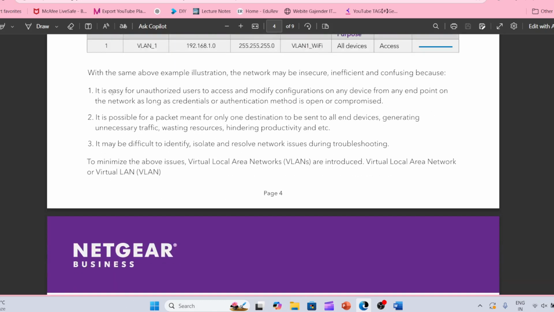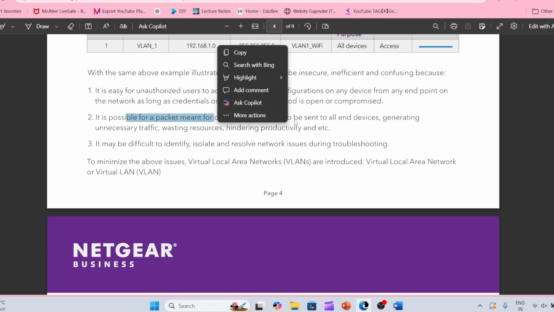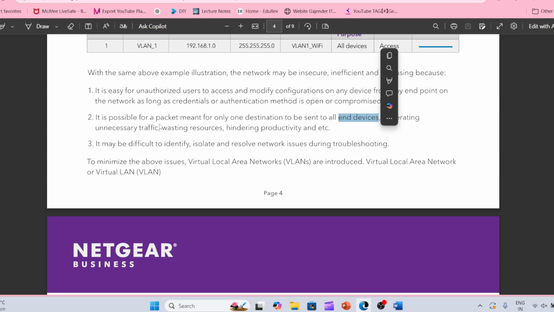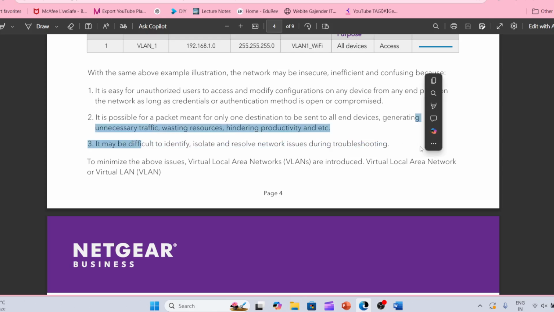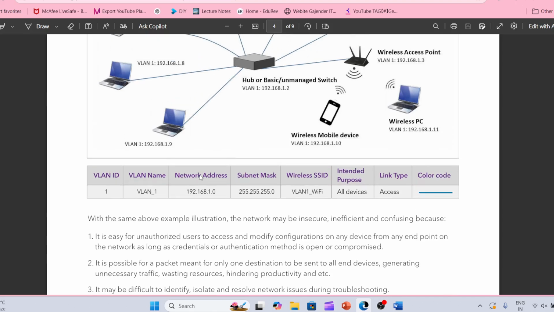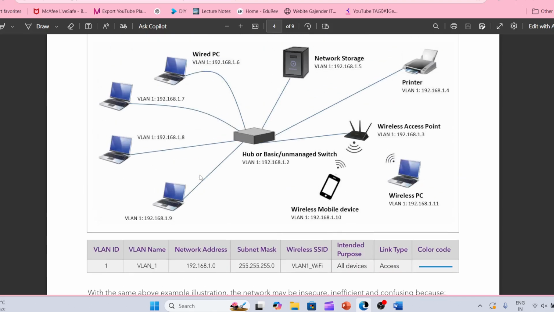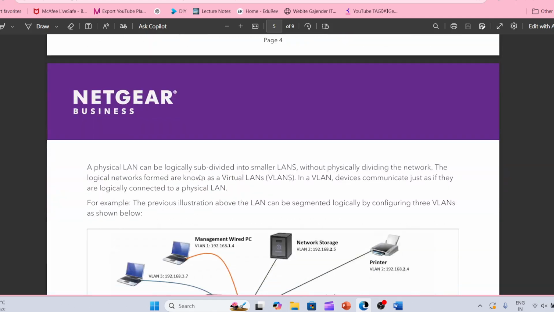It is easy for an unauthorized user to access and modify the configuration of any device from any endpoint of the network. It is possible for a packet meant for one destination to be sent to all other devices, generating unnecessary traffic, wasting resources, and hindering productivity. It may be difficult to identify, isolate, and resolve network issues during troubleshooting. So we have some drawbacks here, which we have discussed, and they can create a problem.